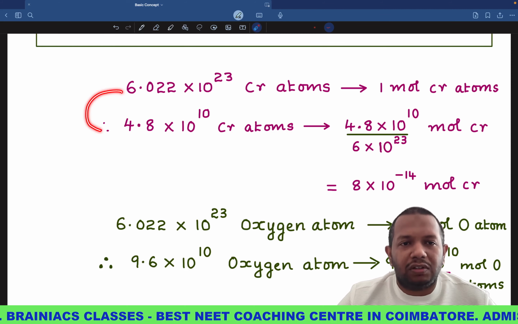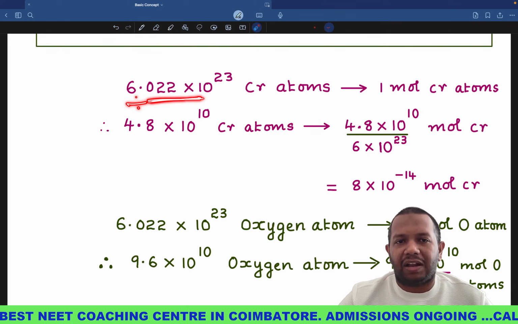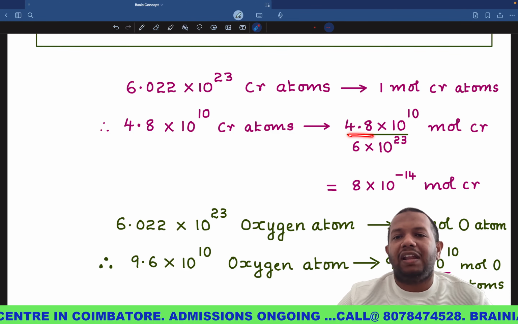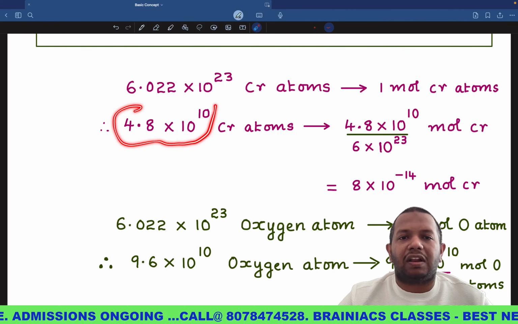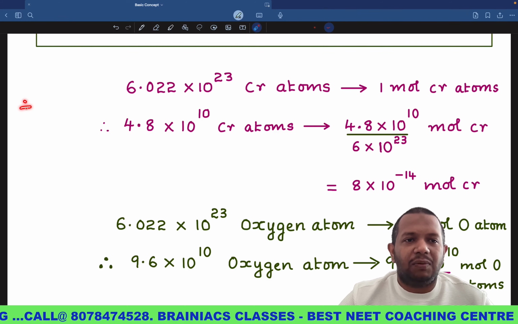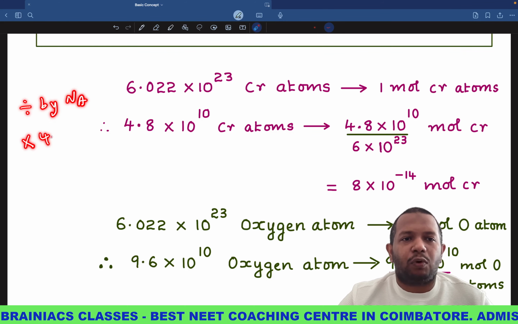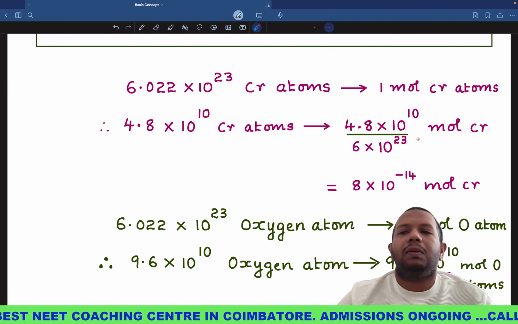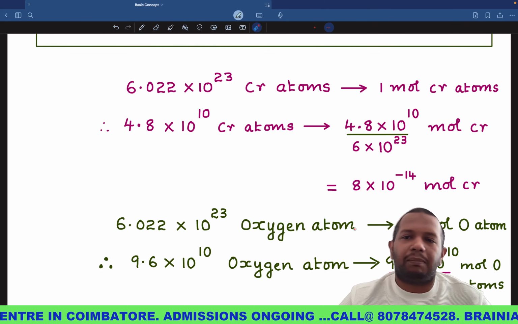So how do we convert to this particular number? Divide by Avogadro's number, and then multiply with this value. Dividing means this will come in the denominator, then multiplying with this particular number, that's why it is coming in the numerator. So you can say divide by Na and multiply by 4.8 into 10 power 10 on both sides. So you will get the number of moles, 8 into 10 power minus 14.